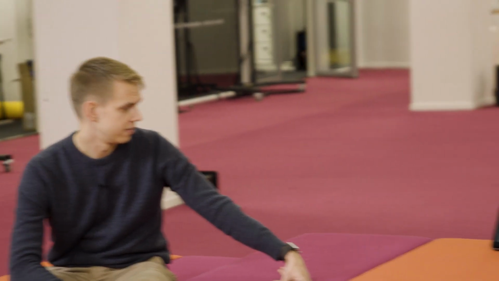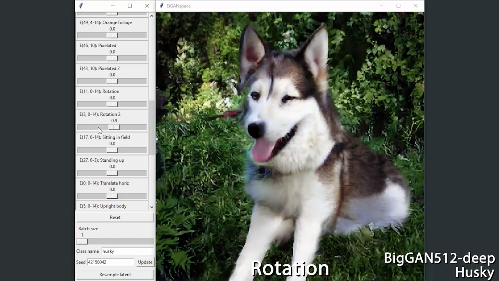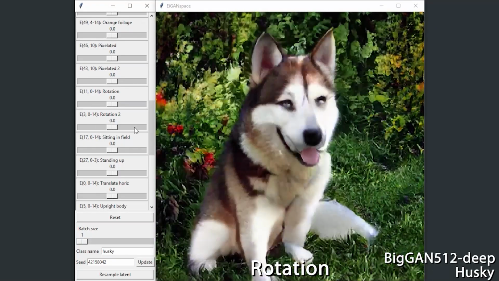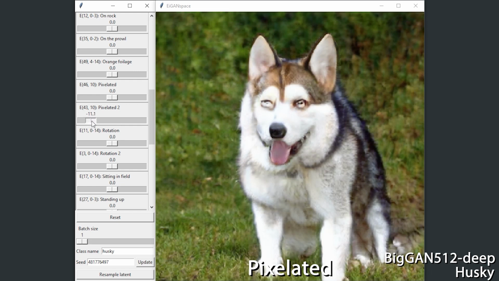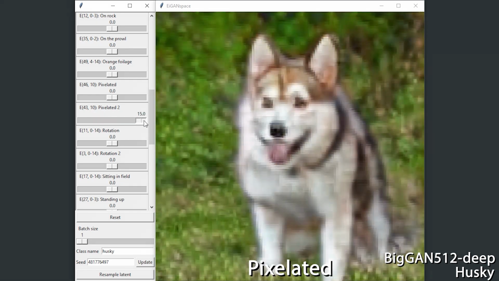I'm talking to Erik Härkönen about an AI tool for people who make and use images. Artificial intelligence has created images for some time, but this gives users nearly full control.